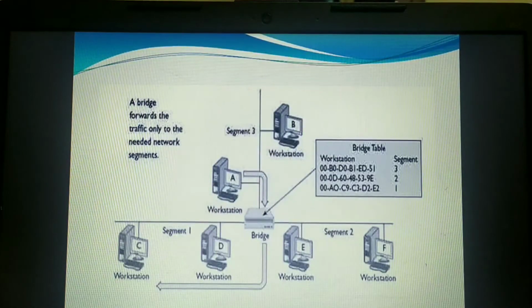The physical address is also called the MAC address, that is, media access control address, which is the address given to the NIC, the network interface card or Ethernet card present in our computer system. It is the address given by the manufacturer.